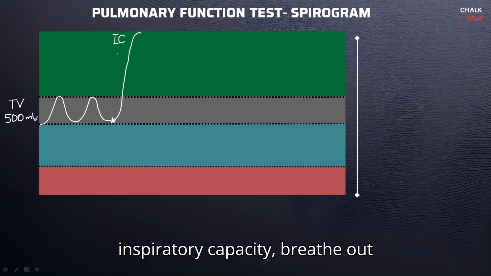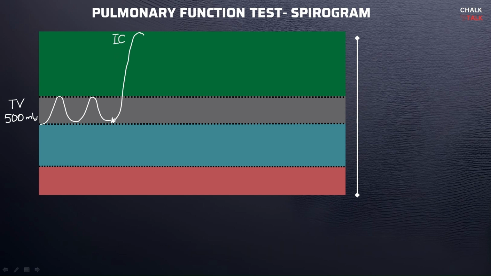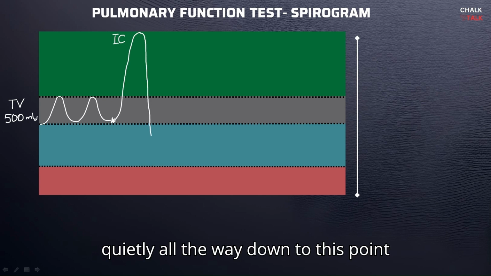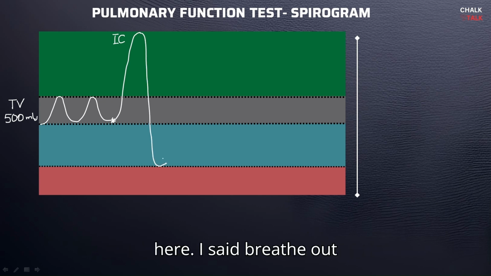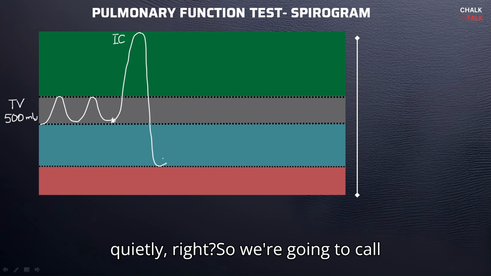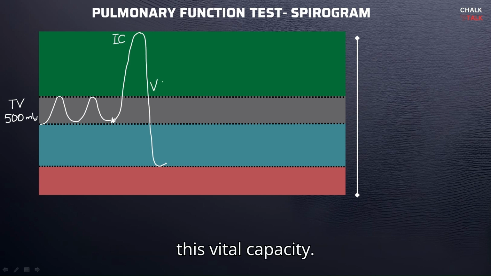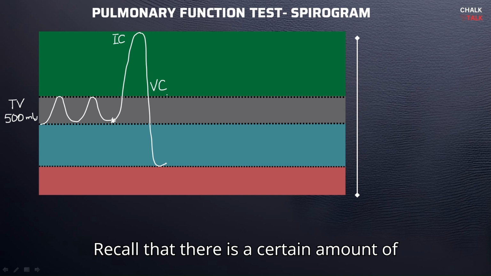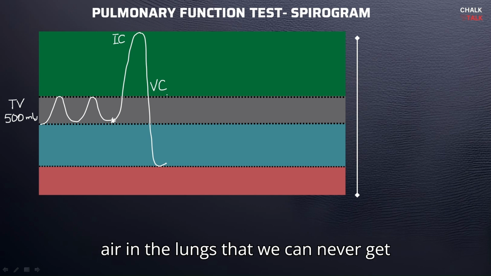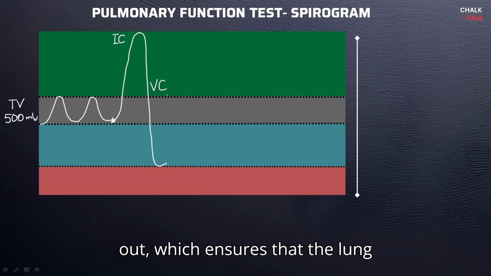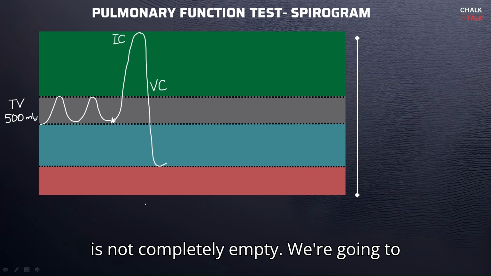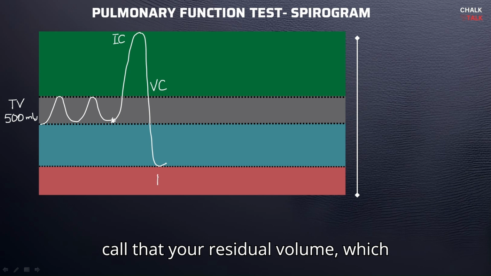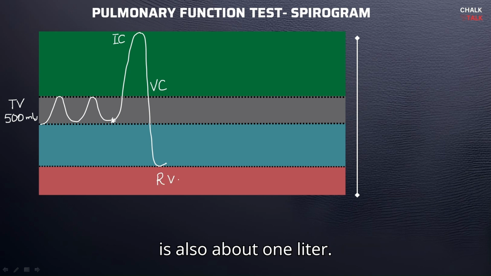From the inspiratory capacity, breathe out quietly all the way down to this point here. I said breathe out quietly, right? So we're going to call this vital capacity. Recall that there is a certain amount of air in the lungs that we can never get out, which ensures that the lung is not completely empty. We're going to call that your residual volume, which is also about 1 liter.